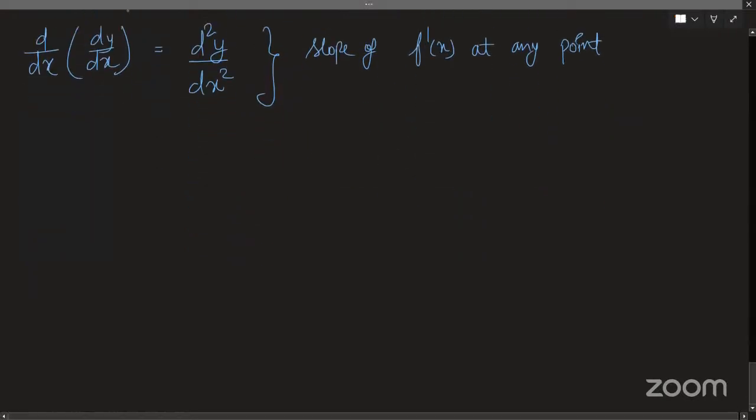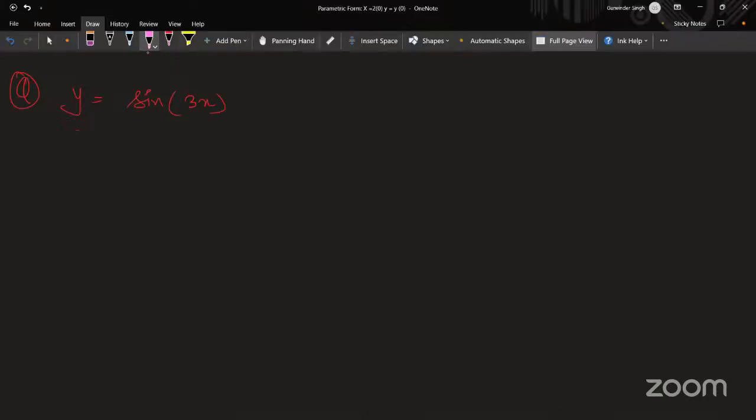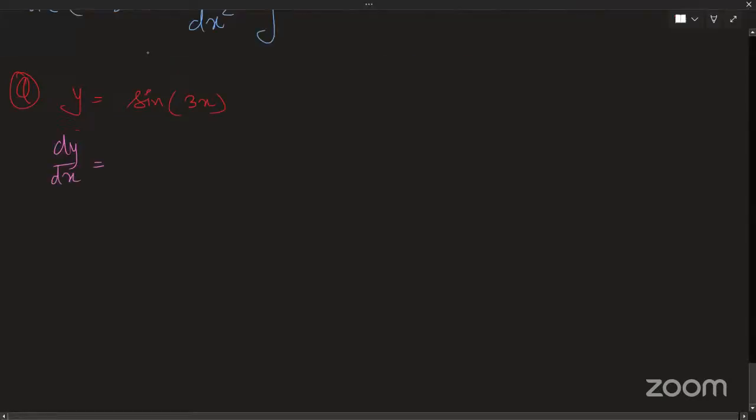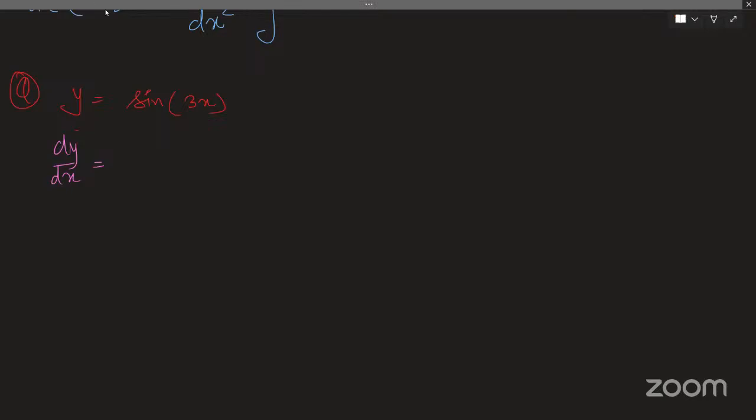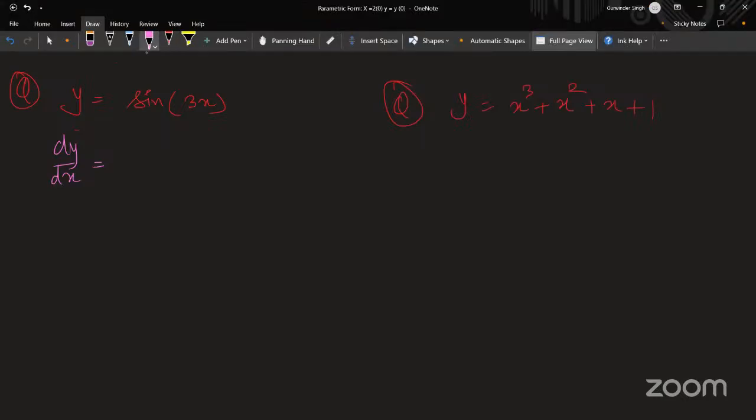So let us just look at a few questions related to it. Let us try the easy ones first. I've got y is equal to sine of 3x. Can you tell me what is the value of dy by dx? What is the derivative of sine of 3x? 3 cos 3x. Great. 3 into cos of 3x.